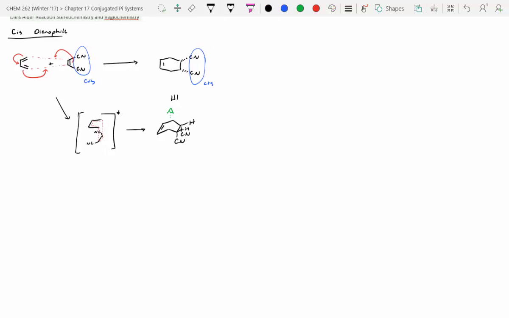All right, let's do the same thing with our trans dienophile. So do the same one that I have here, but instead of those nitriles being on the same side, do them on opposite sides. And I'll try to fix my laptop.